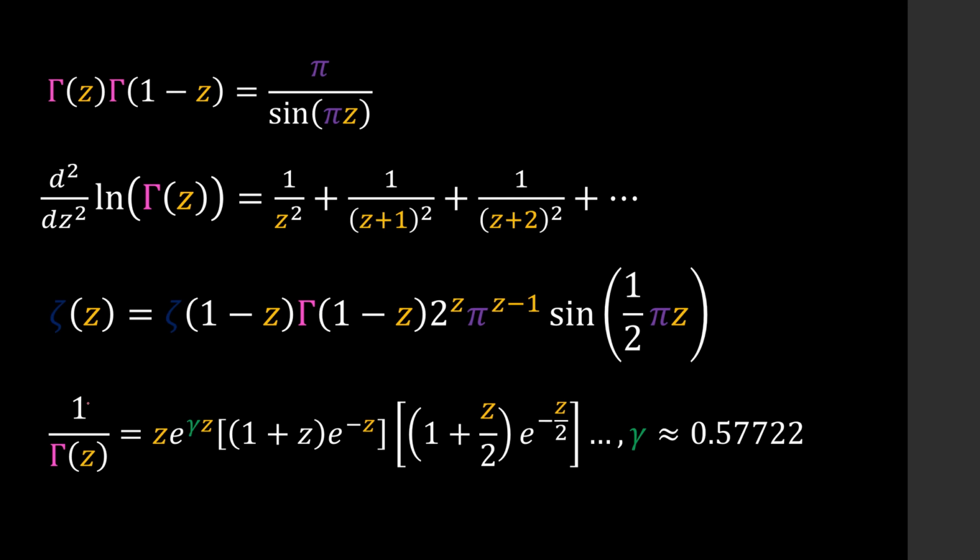And then finally, I told you the reciprocal is entire. And so we can actually factor it in terms of its zeros, by an infinite product. So we take z times e to the gamma z, with small gamma, times 1 plus z times e to the minus z, times 1 plus z over 2 times e to the minus z over 2, and so on. And you can see how each of these zeros corresponds to the poles of gamma of z. So when z equals minus 1, this becomes 0, so if I take the reciprocal, then we'd have a pole. When z is equal to minus 2, this would be 0, and then minus 3, minus 4, and so on.